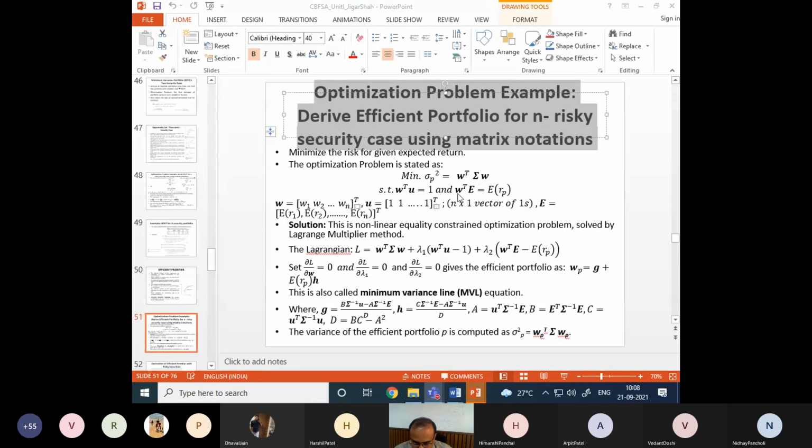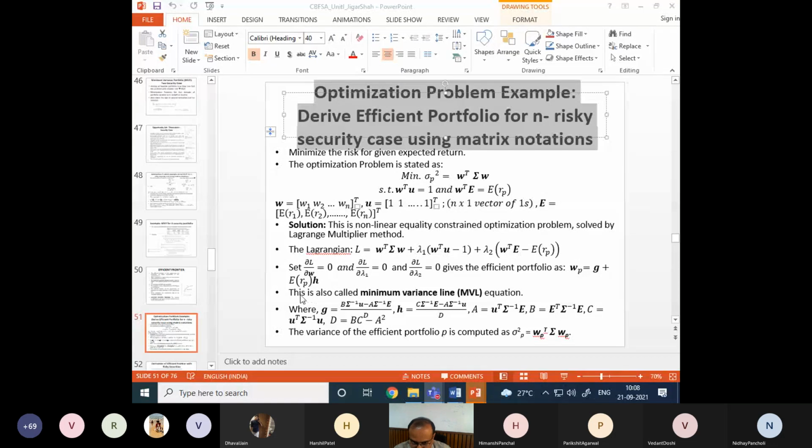And this optimization problem is already there, solved here in theory by taking this Lagrangian, and the solution is obtained by this particular equation. What is that? This portfolio weight WP bar, or you can say the portfolio weight such that the variance is minimum, is given by WP bar equal to G bar plus E of RP into H bar.